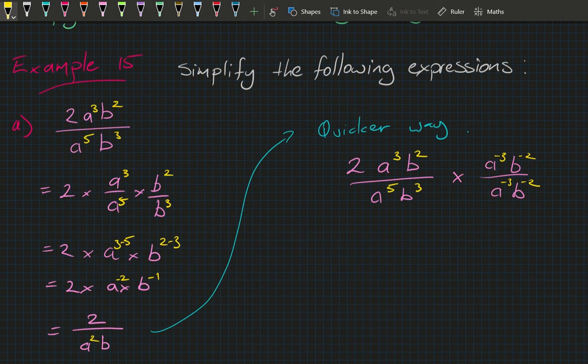So a cubed times a to the minus 3 becomes a to the naught, which is 1. B squared times b to the minus 2 is b to the naught, which is also 1. So we can ignore those. And a to the 5 times a to the minus 3 becomes a to the 2. And b to the 3 times b to the minus 2 becomes b to the 1. So you could easily do this. You could even write it just by cancelling out the indices in the fraction. Anyhow, both methods are fine. As long as you're following logically consistent steps, you'll get to the right answer.